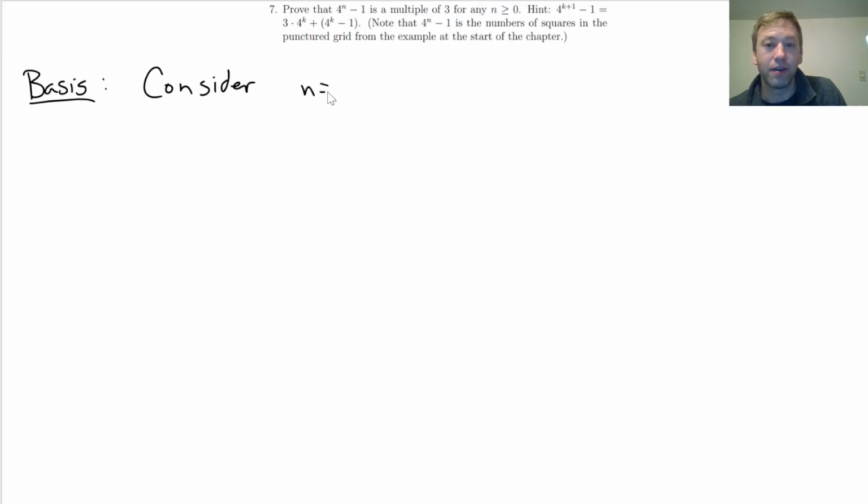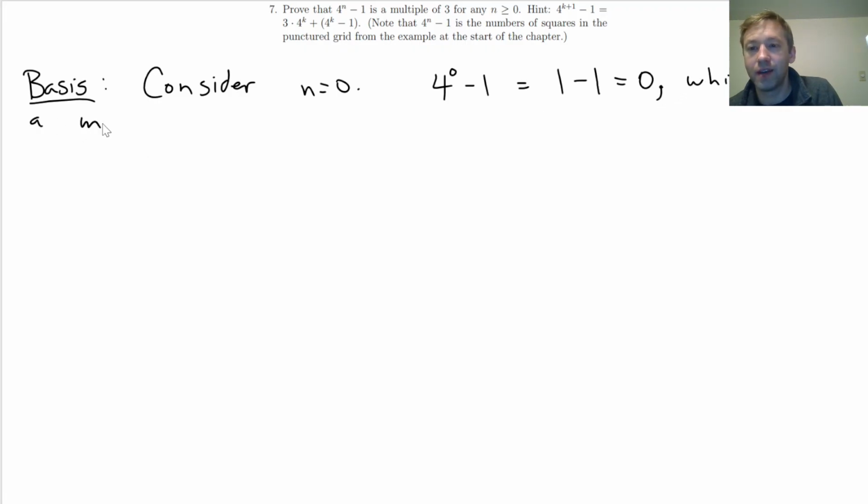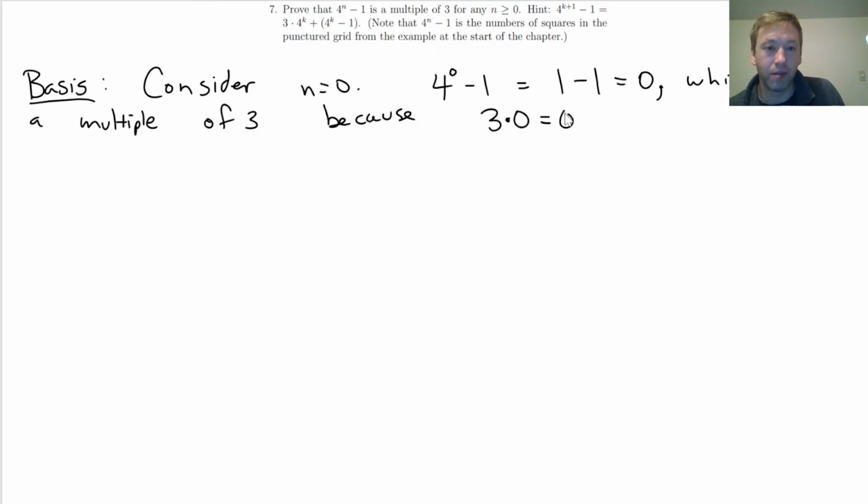So consider n equals 0. Then what is 4 to the 0 minus 1? Well, anything to the 0 is 1. So we've got 1 minus 1, which is 0. And 0 is a multiple of 3, right? So I'll say which is a multiple of 3 because 3 times 0 equals 0.